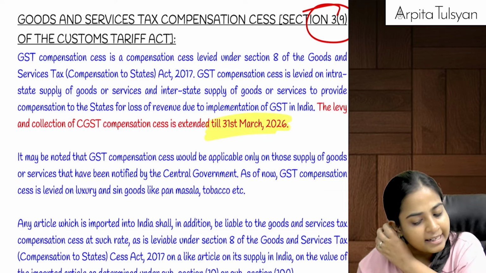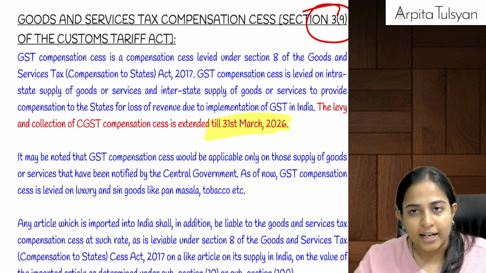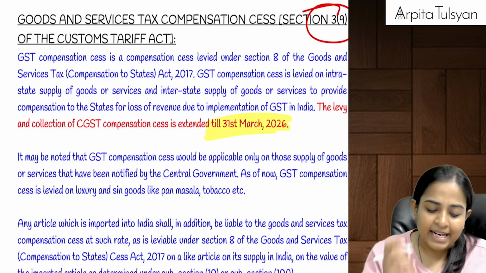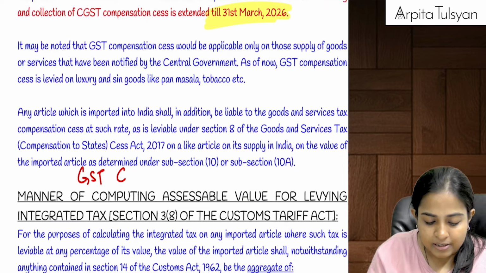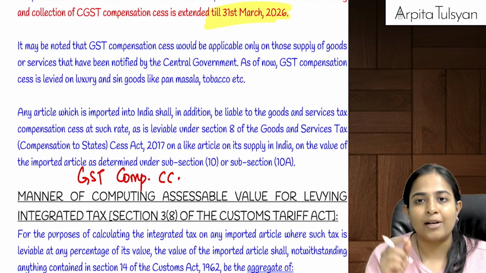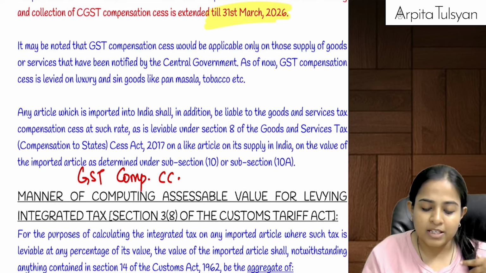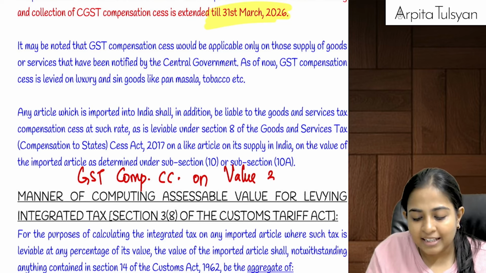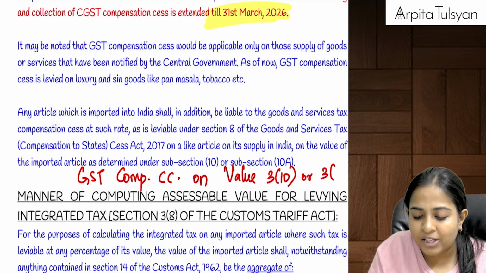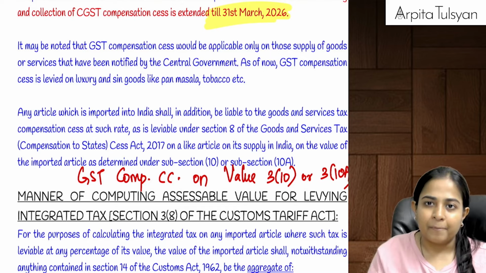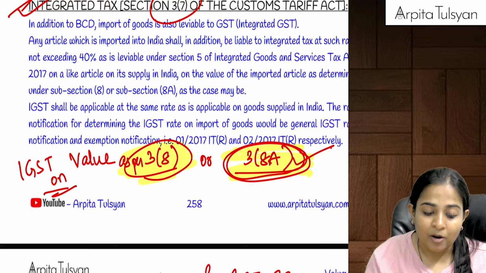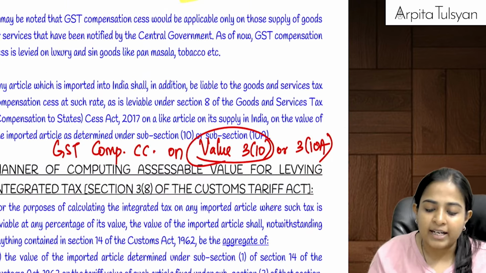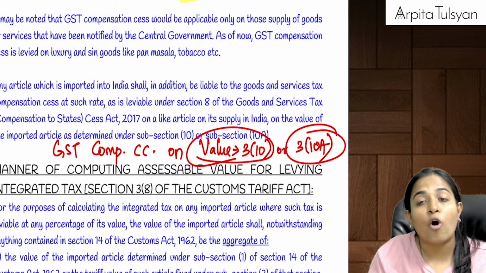The levy has been extended till 31st March 2026, meaning they are going to collect it till then. As of now, it can be extended further also. Anyway, GST compensation cess will also be calculated as a percentage, on the value determined under section 3.10 or section 3.10a. IGST was calculated on 3.8 or 3.8a. GST compensation cess is to be calculated on the value determined under section 3.10 or 3.10a.